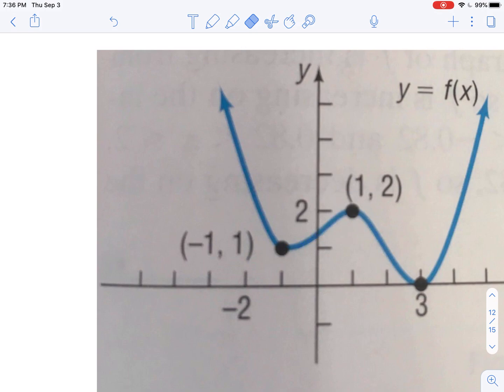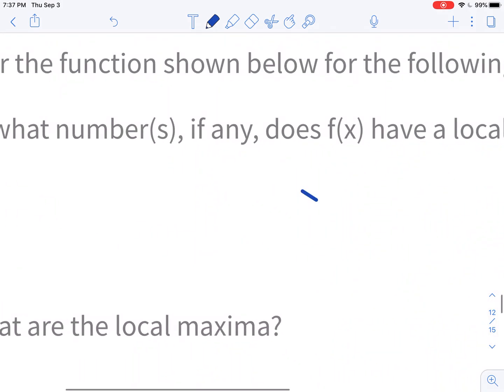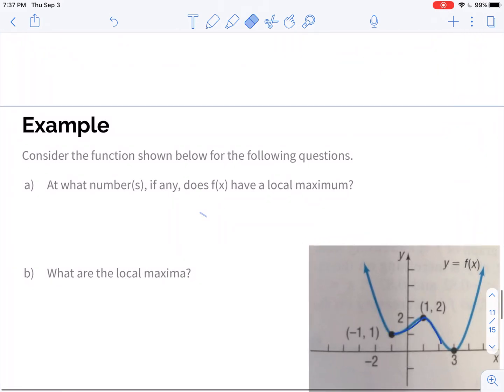It's going to be really tempting to put a point up here or a point up here as a maximum. We're not talking about an absolute maximum. We're not talking about the highest value that the function has. We are just talking about a spot where the function was once going up and then suddenly changes to going down. And that spot for us is at the x value 1.